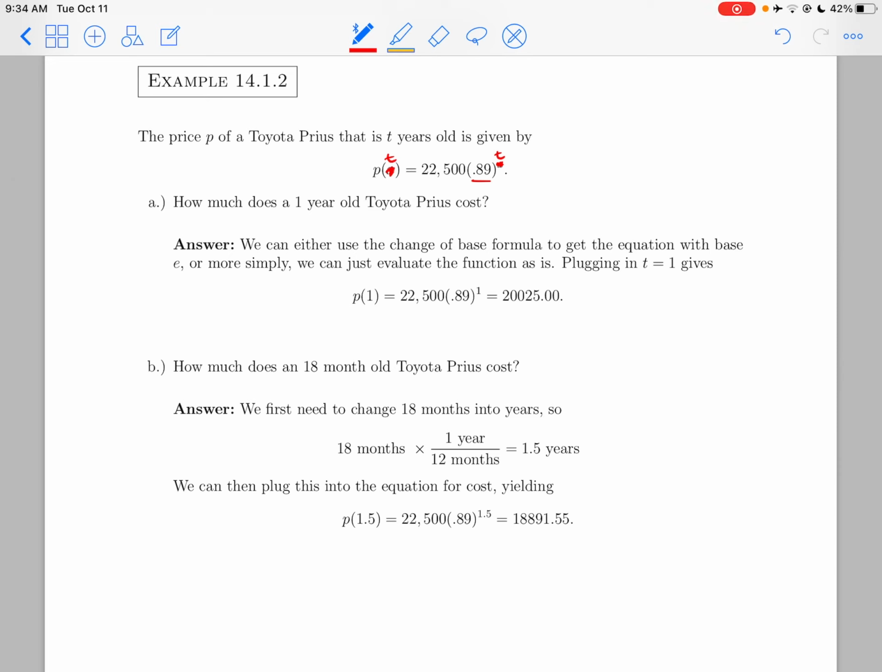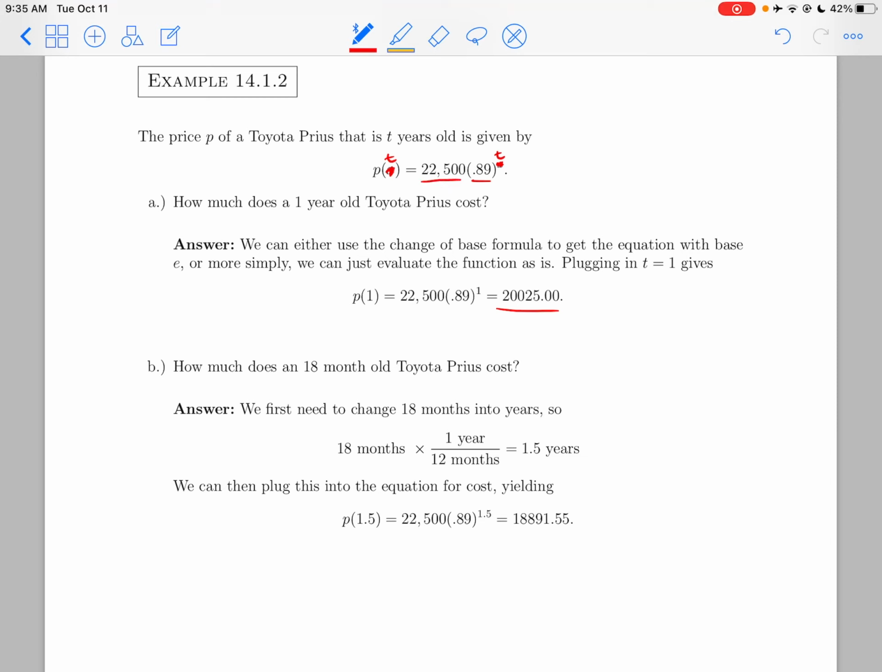As that value of x, or in this case t, increases, your function value will decrease. Think about it in terms of the problem. That makes sense. We have a car here. The older the car gets, the cheaper it's going to get. So I should get a decay model here. And when we plugged in that value of t is equal to 1, I end up with $20,025, which makes sense again.